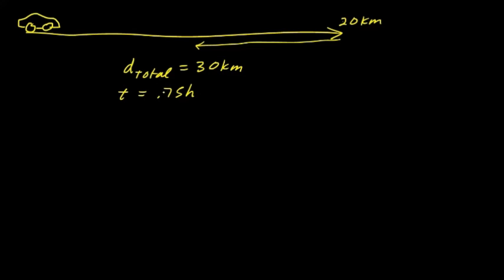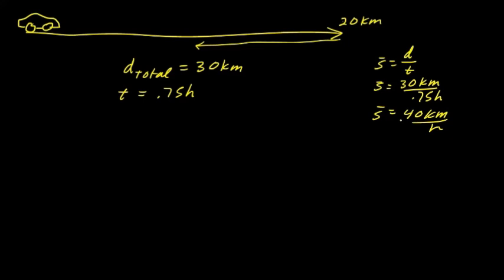So there's enough information to calculate the speed of the car. So let's go ahead and calculate the speed of the car. Well, we know that speed, average speed, is equal to distance divided by time. That's change in distance over change in time. And we can plug some numbers in here. Average speed is equal to the distance, which is 30 kilometers, divided by the time, 0.75 hours. And we work that out, and that gives us 40 kilometers per hour. There is our speed, 40 kilometers per hour.